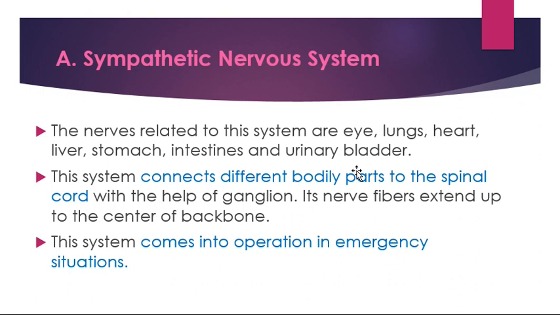The nerves which are related to this system are located in the eye, lungs, heart, liver, stomach, intestines, and urinary bladder. This sympathetic nervous system connects different bodily parts to the spinal cord with the help of ganglion. Its nerve fibers extend up to the center of the backbone.